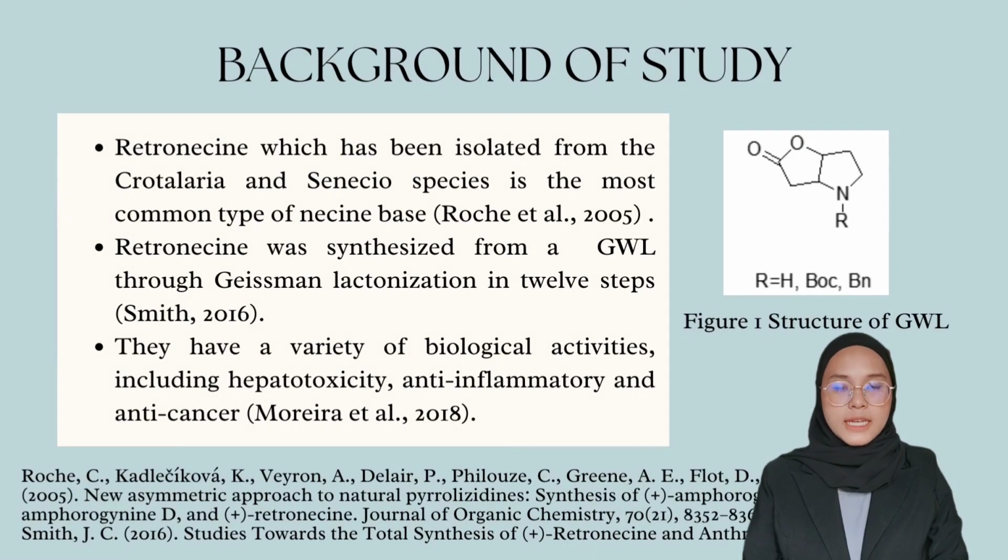Pyrrolizidine alkaloids are a type of secondary metabolites in plants, composed of necine bases and esterified with necic acid. One of the most common necine bases is retronecine. The first synthesis of retronecine was conducted by Geissman in 1962, which was synthesized from Geissman-Waiss lactone through lactonization in 12 steps. Retronecine has a variety of biological activities such as hepatotoxicity and anti-cancer.